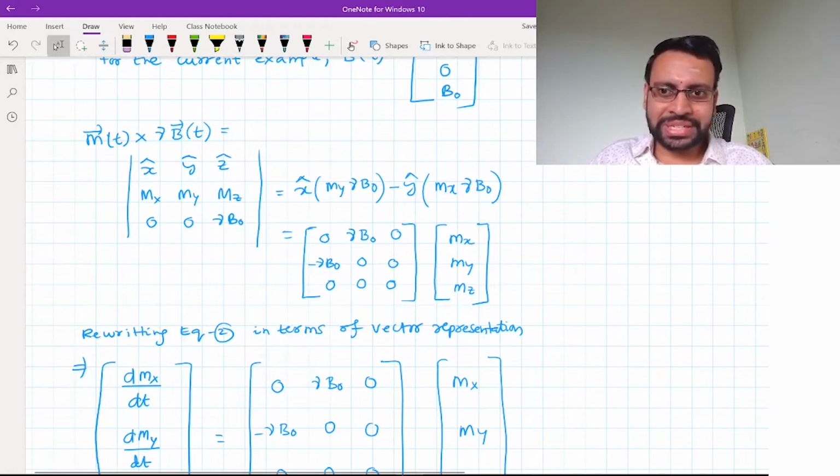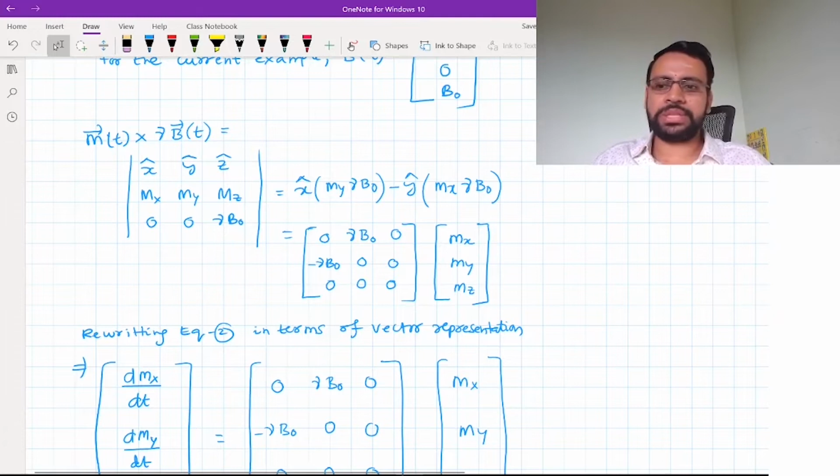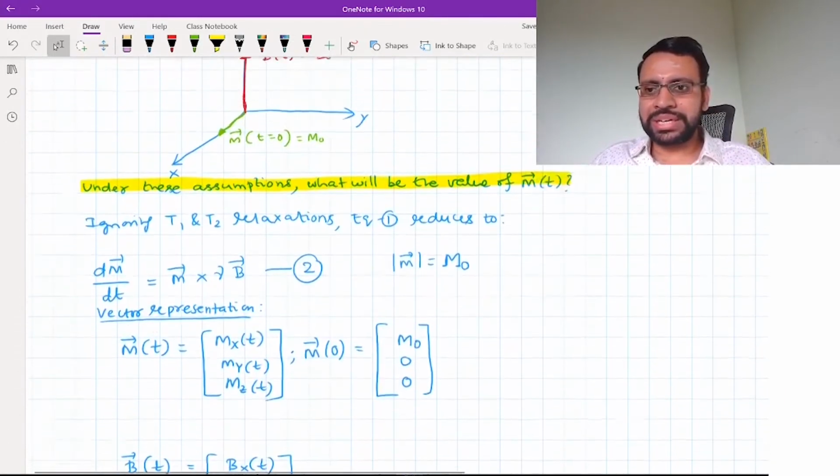The first one is your x component. The second multiplication you are getting is for the y component. So how can you write that? You want to multiply Mx with gamma times B naught, that would give you the y component. So here, minus gamma times B naught, 0, 0, multiplied with Mx, My and Mz. And finally the z component, anyway it's not there, so 0, 0, 0 times Mz. Now with that, this is your resultant.